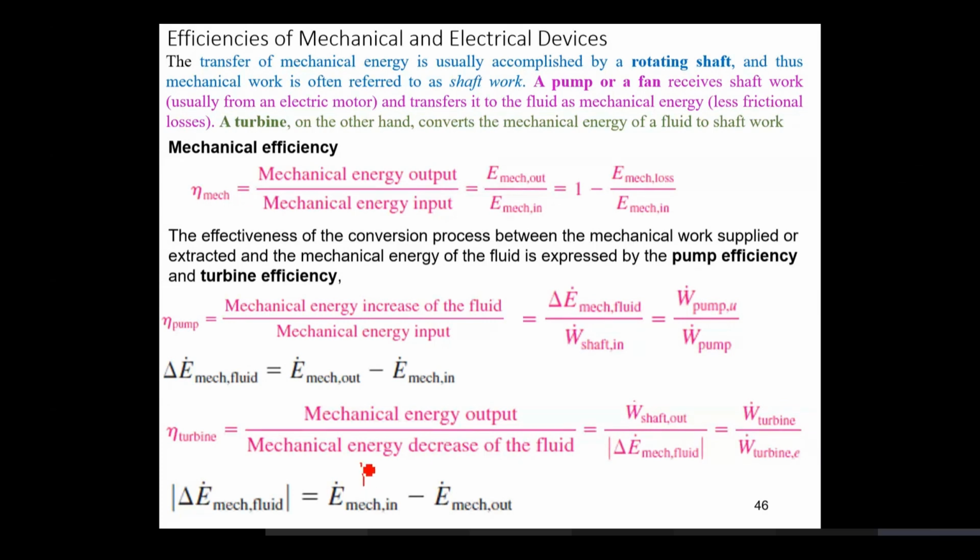Let's say the fluid entering into the turbine is at high pressure, and the fluid leaving the turbine is at low pressure. So the change in pressure would give you a negative value. All right.